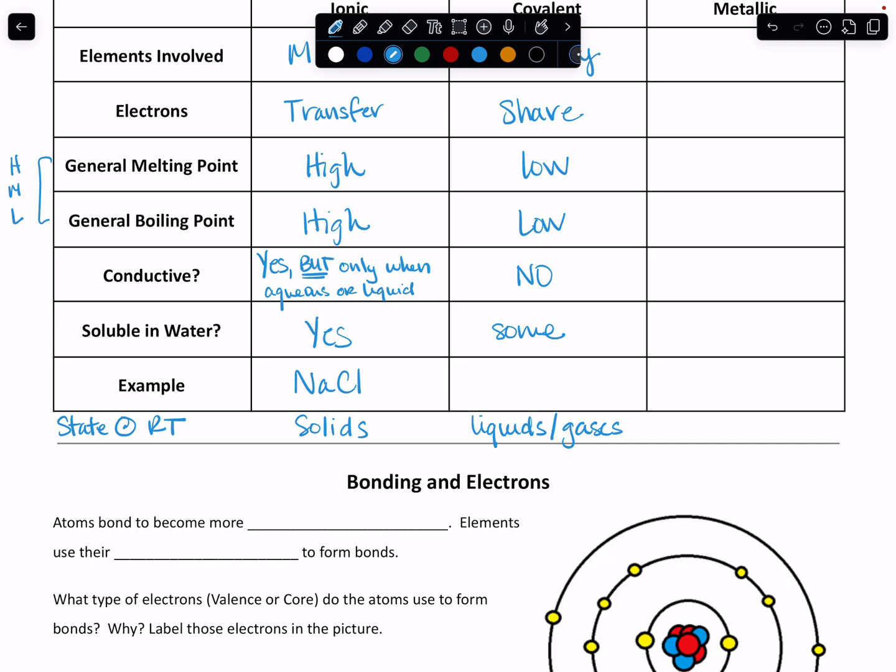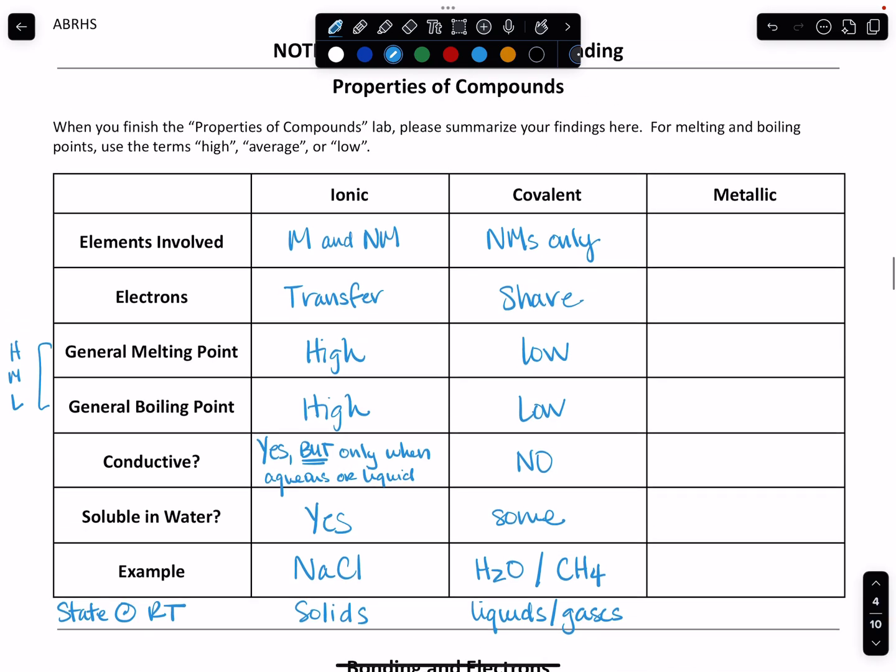Examples. Well, water for sure. Another one, methane, CH4, carbon dioxide, carbon monoxide. There's a whole bunch. And then last but certainly not least, the metallic compounds. These are our metals only. And that can be a pure metal or it can be an alloy, a blend of metals.